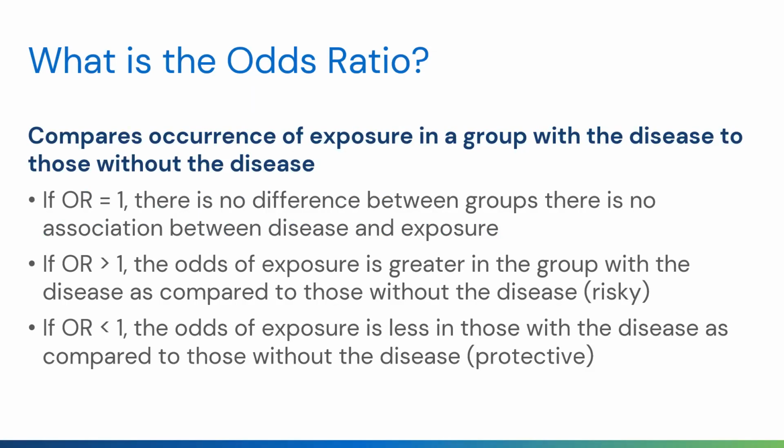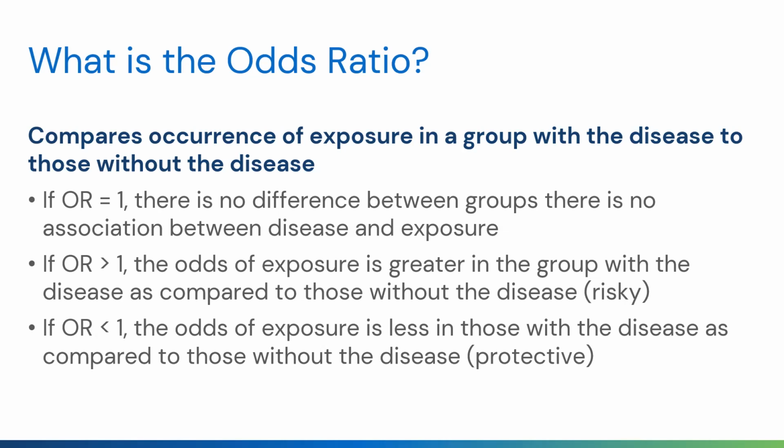So if you've not taken epidemiology, there are different kinds of study designs in observational epi, and the first kind is the case study. This is where you're looking at understanding exposures, and you need a measurement to understand the occurrence of exposure in a group with the disease compared to those without the disease. That is the odds ratio.